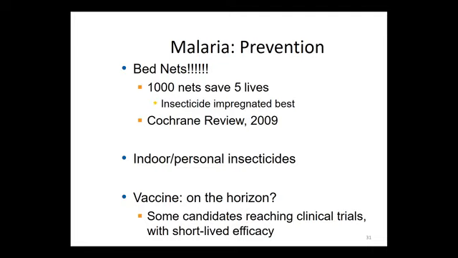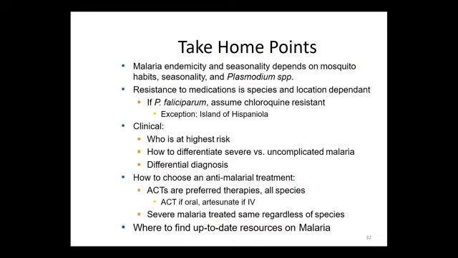Vaccination. Some candidates reaching clinical trials with short-lived efficacy. I mean, the last time I checked the World Health Organization site, it's written that a vaccine is available, but again, its effectiveness is not really high, so some studies continue to find something more effective.